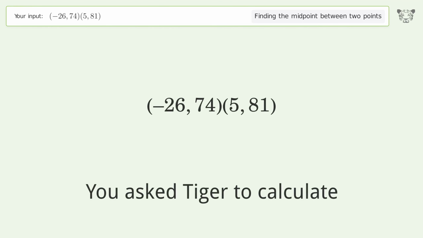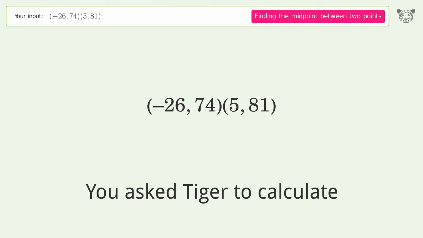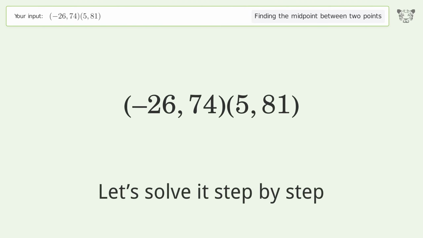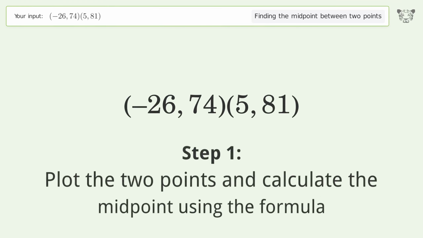You ask Tiger to calculate. This deals with finding the midpoint between 2 points. The midpoint between the 2 points is negative 10.5, 77.5. Let's solve it step by step. Plot the 2 points and calculate the midpoint using the formula.